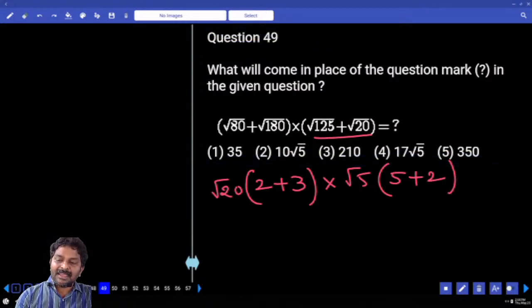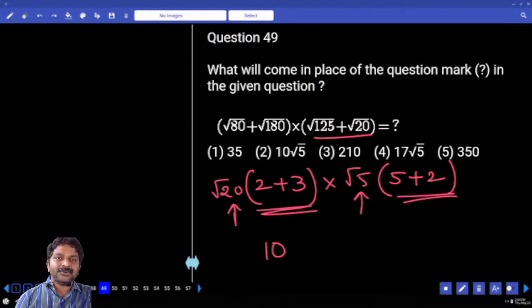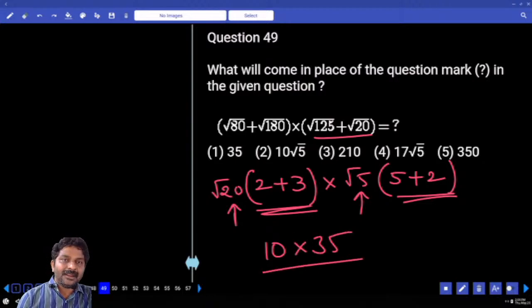Now, here everything is multiplication only. Root 20 into root 5 is root 100. How much is that? 10. 2 plus 3, 5 plus 2. Total 10 into 35. Answer 350.